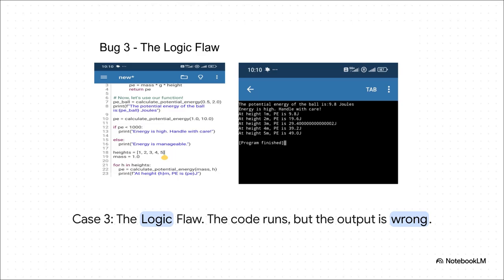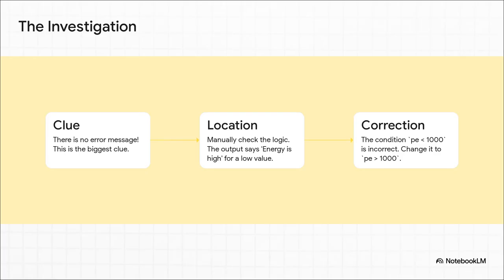It says energy is high for a potential energy of 9.8 joules. That doesn't seem right, does it? The logic itself is flawed. So how in the world do we investigate this? Well, the biggest clue here is actually the lack of an error message. That tells us the syntax is perfect. The problem is in our thinking. We have to manually trace the logic. We see the if statement checks that potential energy is less than 1,000 to print energy is high. Wait a minute, that's completely backwards. So the correction is easy. We just flip the condition from p less than 1,000 to p greater than 1,000.